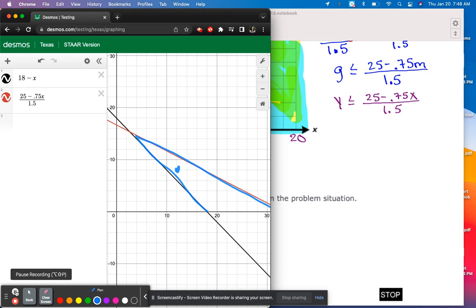So 12, 8 is a possible solution, meaning that she could purchase 12 songs. So this is a solution. She can purchase 12 songs and 8 games. However, if we look at 4, 12, so 1 or 2, 4, and then 12, this is not a possible solution.